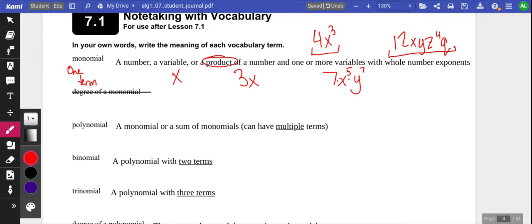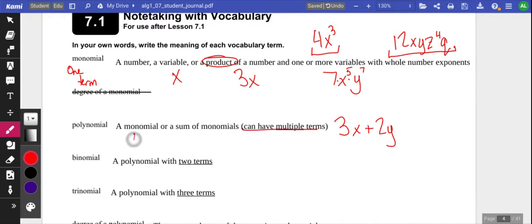Okay, a polynomial, the book definition here says a monomial or a sum of monomials. Well, a monomial we know is one term, so this actually counts as a polynomial as well, but usually we don't really call it a polynomial. Usually what we call a polynomial has at least two terms. It doesn't have to just be two.